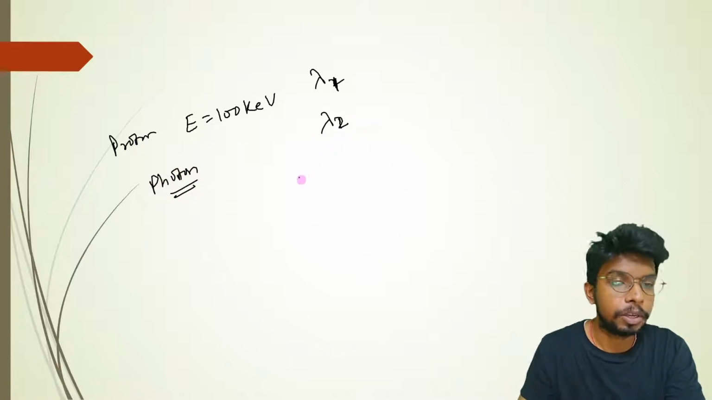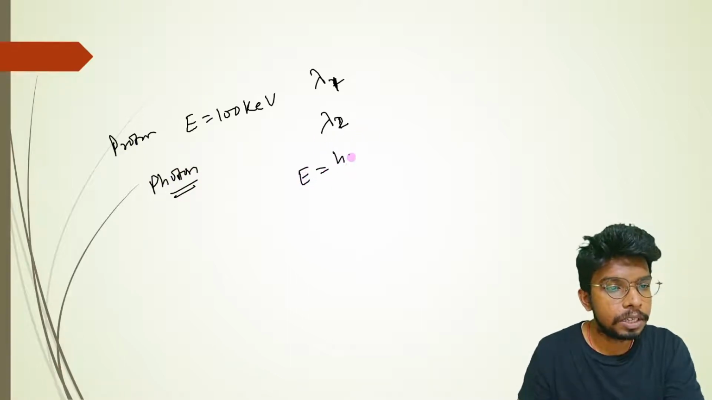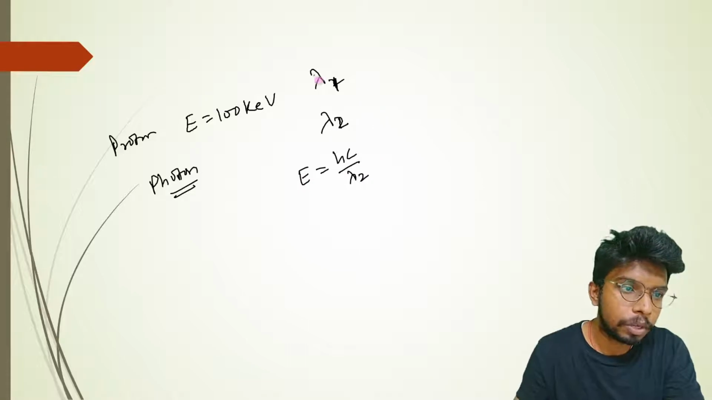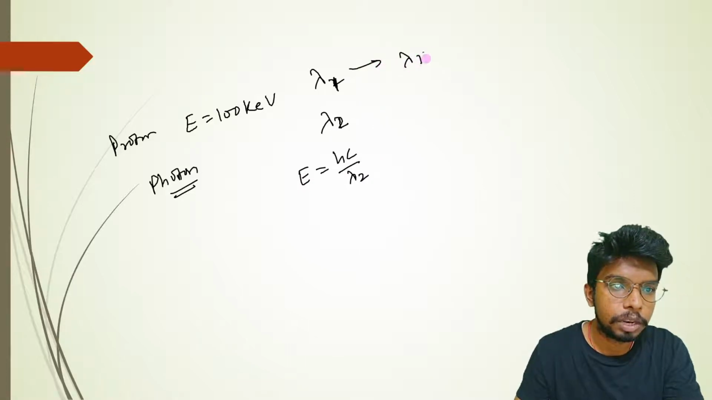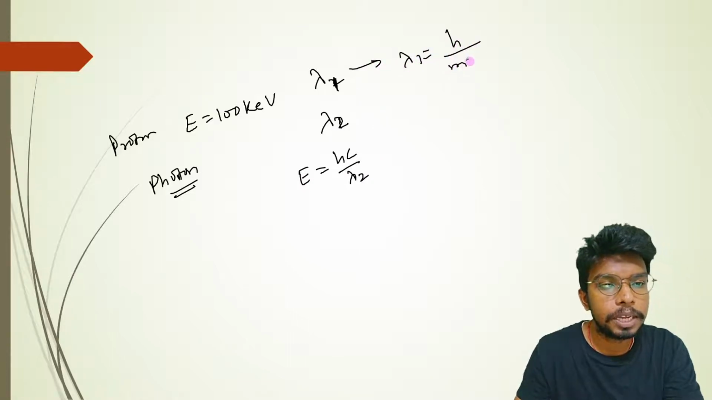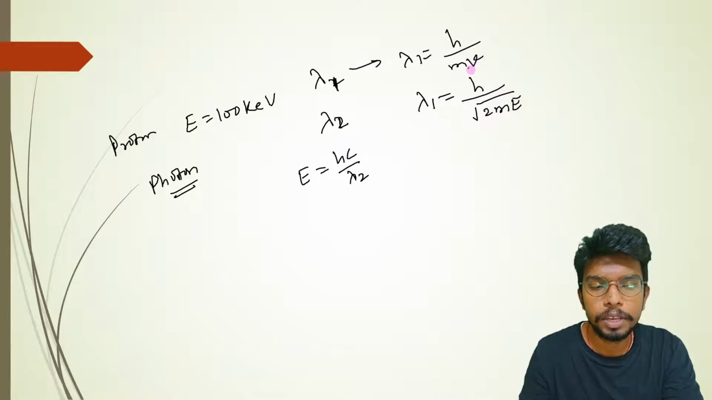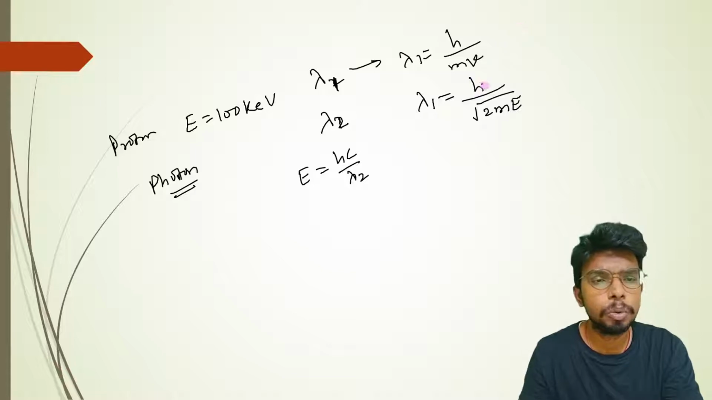So E is equal to hc over lambda 2. This should be the case. And lambda 1 will come out to be h over mv. I can write mv as under root 2mE, so lambda 1 is h over under root 2mE, because mv can be written as under root 2mK, and K is the kinetic energy here.